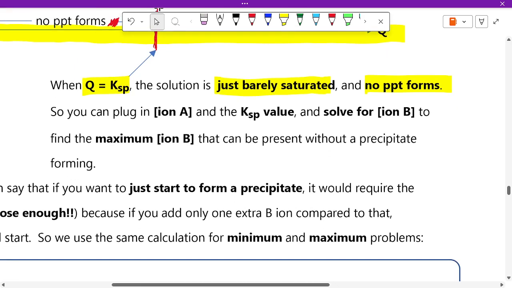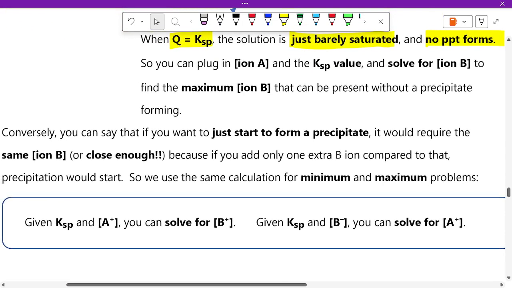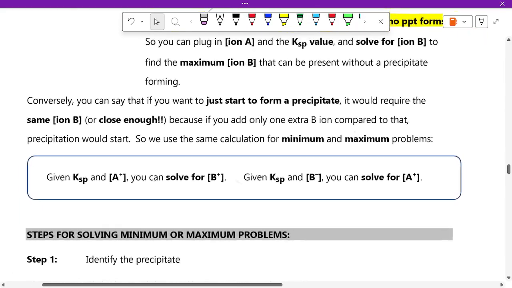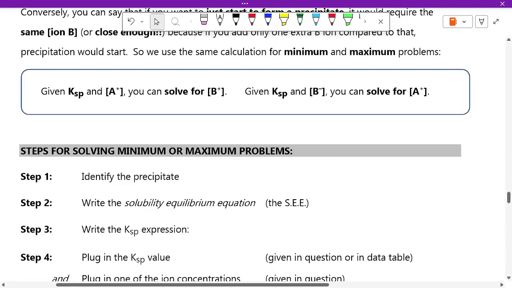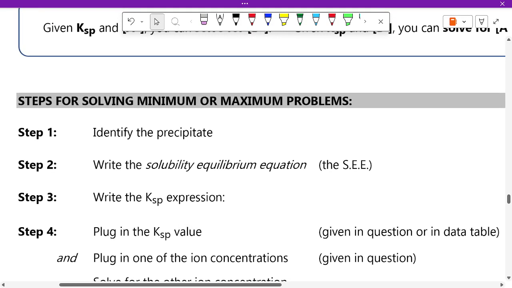Now, if you want to start a precipitate forming, it's going to be the same concentration of ion B, or close enough, because technically you only have to add one extra ion in order to actually start the precipitation, because the maximum and minimum are the same essentially. So identify the precipitate because it's mix and match.